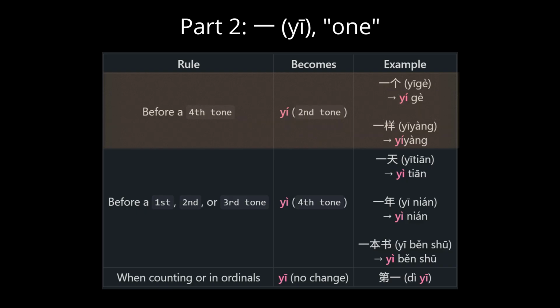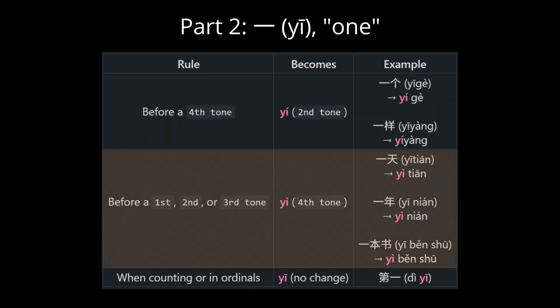When yi comes before a fourth tone, a falling tone, it changes to a second tone, yi. For example, yi and yang becomes yi yang. Yi and ge becomes yi ge. When yi comes before any of these other tones, it changes to a sharp falling fourth tone, yi. Before a first tone becomes yi tian. Before a second tone becomes yi nian. Before a third tone becomes yi ben shu.